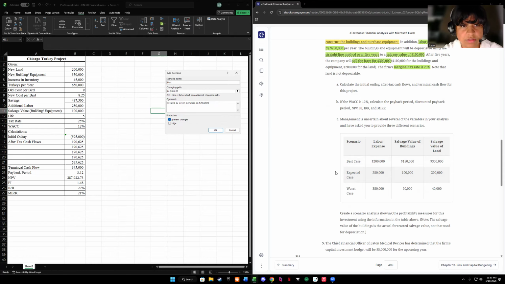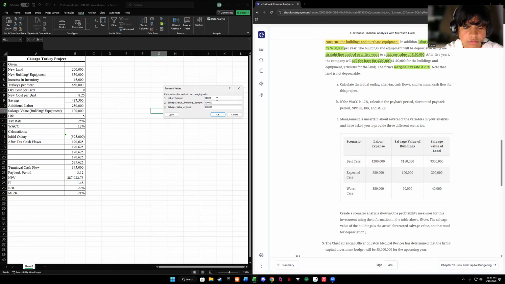Let's do best case scenario. It already has the same cells here, but this time we're going to change it to 200,000. So best case scenario, we're able to put the labor expense down to 200,000. And then best case scenario, salvage value is going to be 50,000. So we're going to be able to sell it for more. And then this is going to be 300,000. Sorry, is that one too many? Yeah, one too many times.